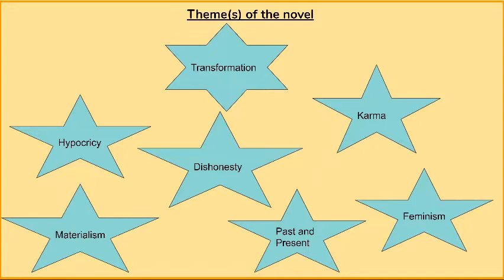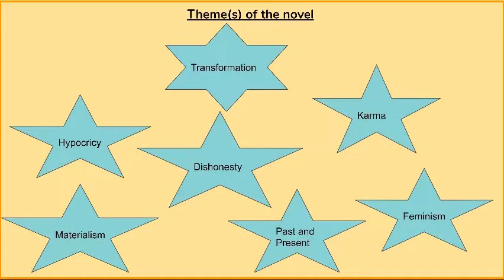Now, let's come to the fifth slide of the presentation. It is related to themes. Now, theme in a story is its underlying message or the big idea. The word synonymous to theme is topic. So, a work can have many themes. And in the novel, The Guide, the major themes are, as you can see in the stars, transformation, hypocrisy, dishonesty, karma, materialism, past and present, and feminism. So, in short, in a sentence, I'll explain each of these themes.